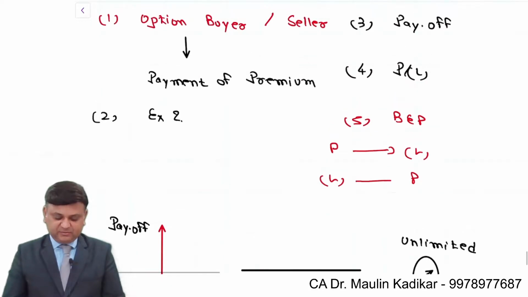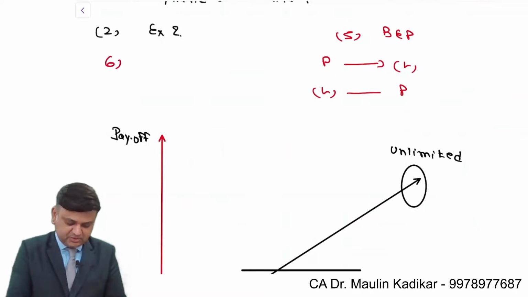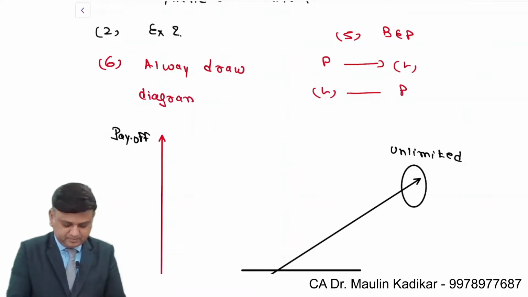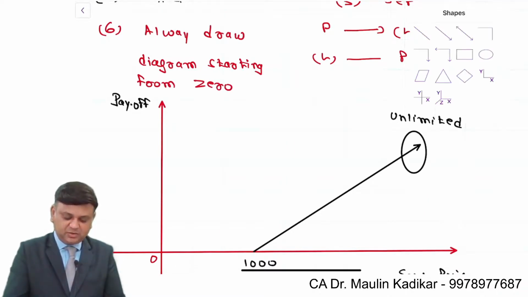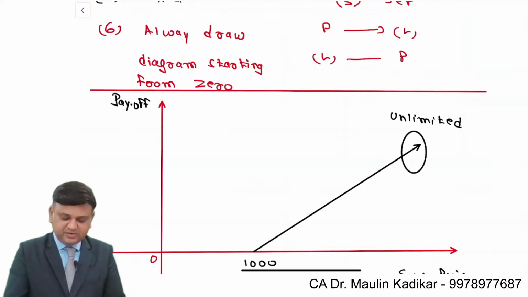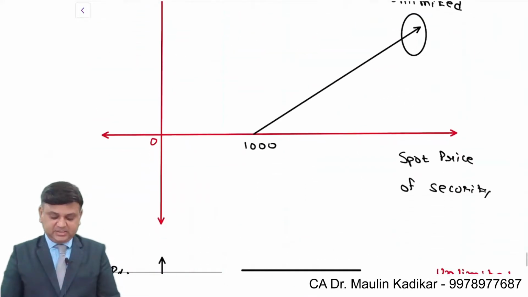Friends, one last thing that I want to tell you is the sixth point in this explanation: always draw the diagram starting from 0. When the price of the security is 0, what is the position at that time? You always start the diagram with that. That is one of the best ways to prepare the diagram.